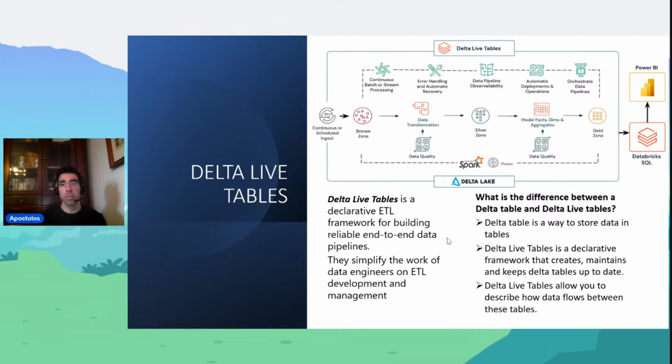Okay, so now that we have a basic understanding of a Delta Lake and of the Medallion architecture, let's move on to the Delta Live tables. Delta Live tables is a declarative ETL framework for building reliable end-to-end data pipelines. Now, at this point, I expect someone to ask, okay, what is the difference between a Delta table and a Delta Live table? The difference is that the Delta table is a way to store data in tables in Delta format, whereas Delta Live tables is a framework that creates, maintains, and keeps Delta tables up to date.